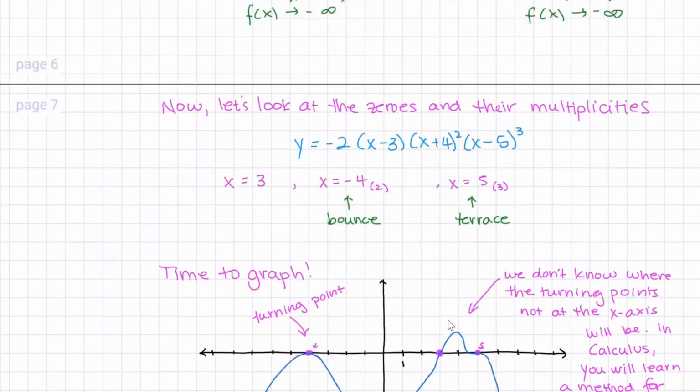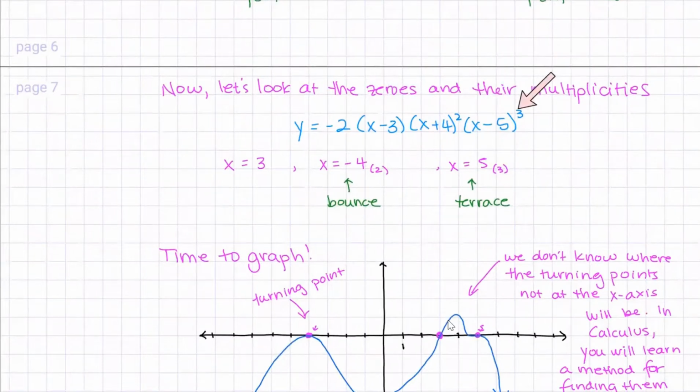Now let's look at the zeros. So I just rewrote the problem here so we could have it as a reference, but since it's in factored form, we don't have to do any work to find the zeros. We can see that x equals 3, x equals -4 with a multiplicity of 2, and x equals 5 with a multiplicity of 3 are the zeros. No work there. And because that's even, we know it's going to bounce. And because that's odd, bigger than 1, we're going to have a terrace right there. So any questions how I found the zeros and their multiplicities?